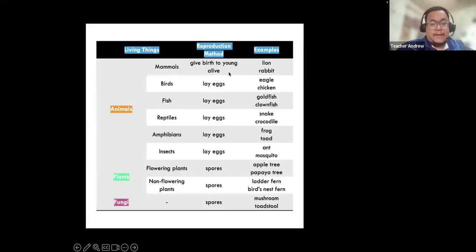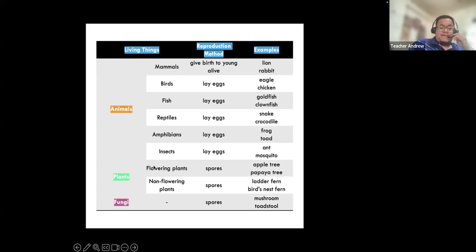As you can see on this table here, we have the animal kingdom: mammals, birds, fish, reptiles, amphibians, insects. Not all mammals give birth alive, but the majority of mammals give birth alive. Examples are lion and rabbit. Birds lay eggs, for example eagle and chicken. Fish lay eggs, for example goldfish and clownfish. Reptiles lay eggs, like snake and crocodile. Amphibians lay eggs, for example frog. Insects lay eggs, like ant and mosquito.